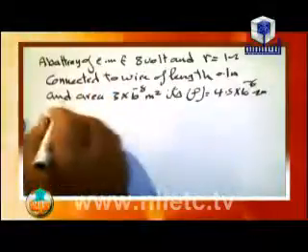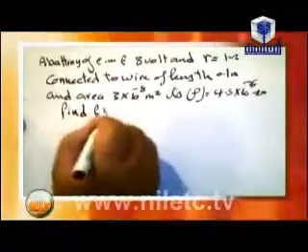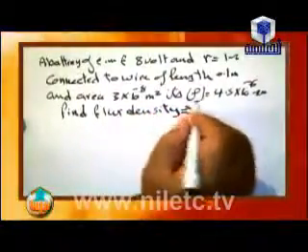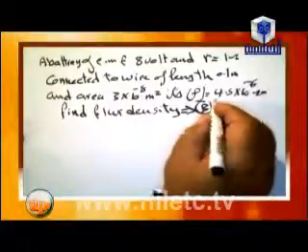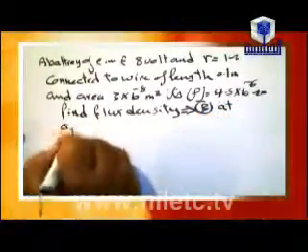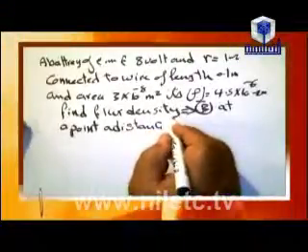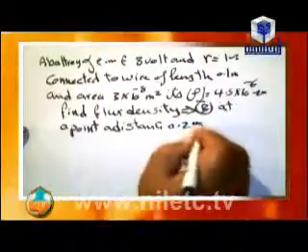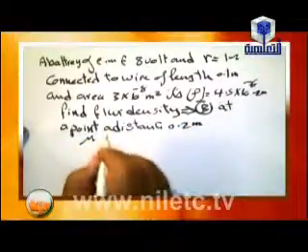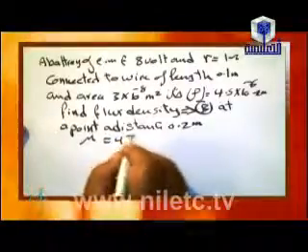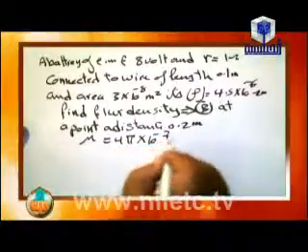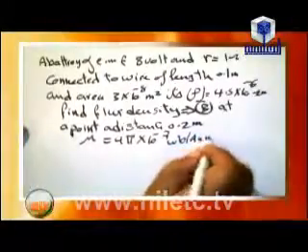Find the flux density, which is denoted by B, at a point at distance 0.2 meter from the wire, given mu equals 4 pi times 10 power negative 7 Weber per ampere meter. So we must find the magnetic flux density.